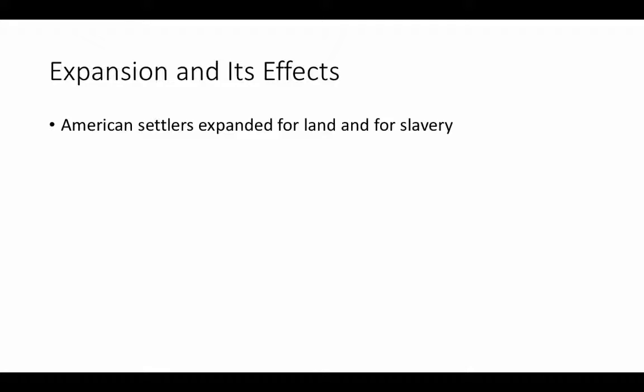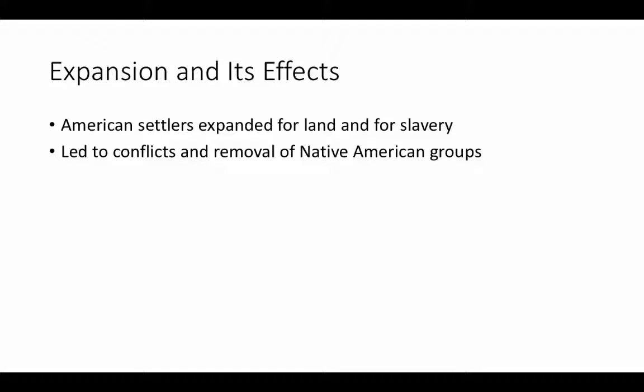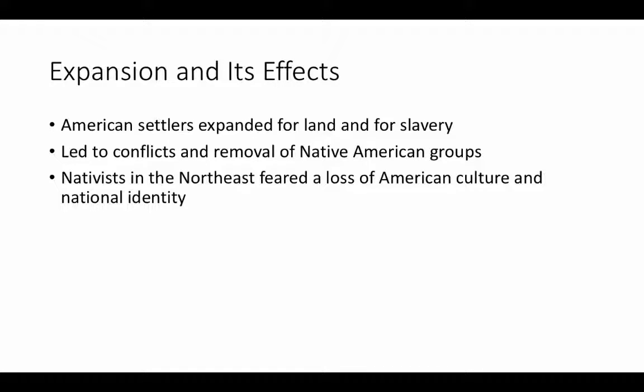Expansion and its effects. American settlers expanded out for land, and for those in the South, to find land for slavery. This led to conflicts and the removal of Native American groups. Nativists also started to see more immigrants coming into the Northeast, and so they began forming groups because they feared the loss of American culture and national identity.